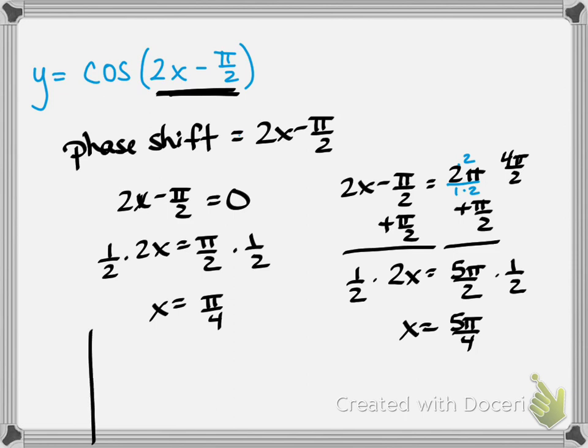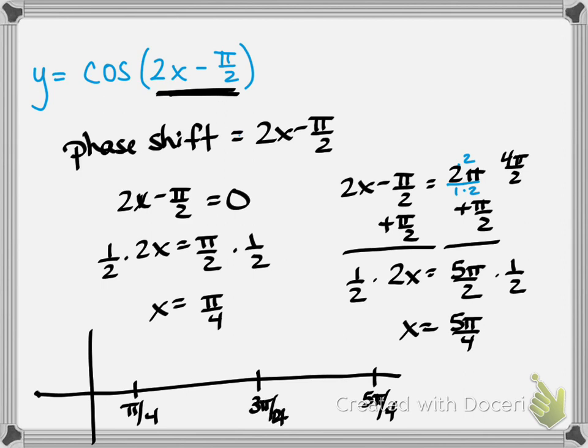So this graph is going to start at pi over 4. It's going to end at 5 pi over 4. And in the middle of that will be 3 pi over 4. Whoops. This is 2 pi over 4, which is pi over 2. This is 4 pi over 4, which is just pi. Remember what cosine does? Cosine starts high at that phase shift. It crosses, hits its low point, crosses, and ends high.